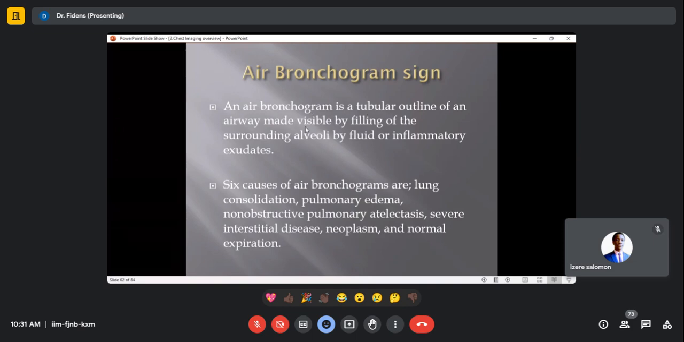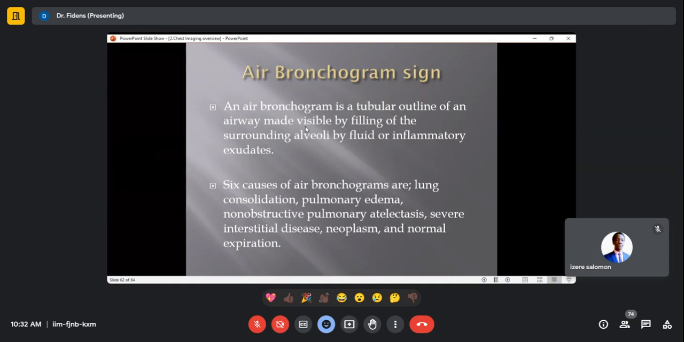By the way, made visible because you remember in the normal chest radiograph, you can't see the bronchi, because the bronchial wall is very thin and the content is air. Even the content of the alveoli is air. So you can't separate air from air. That's the reason why I cannot see it. So now the opacity is making the airway visible because it is a sign that is there when there is an opacity. Which opacity? The collection of fluid in the lungs.